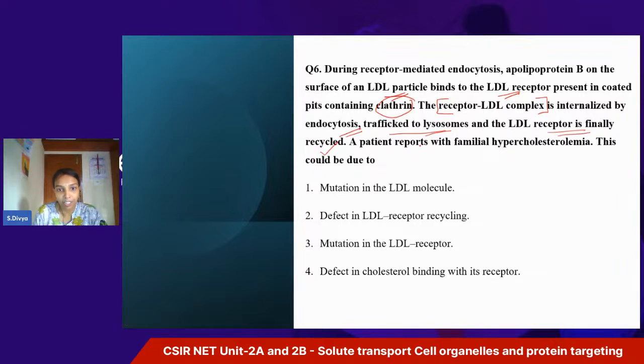But a patient reported with familial hypercholesterolemia. So, what could be the reason behind it? Mutation in the LDL molecule, defect in the recycling process, mutation in the receptor, or defect in cholesterol binding to its receptor. What should be the correct answer? In fact, indirectly, what they are asking you is, what is the problem with familial hypercholesterolemia? Why does the person suffer from this disease?